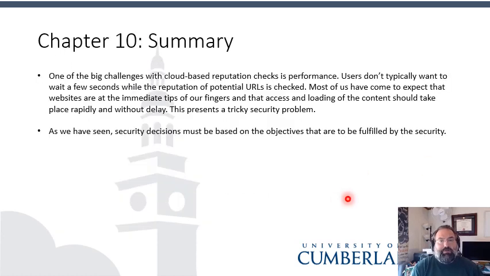That brings us to Chapter 10's summary. One of the big challenges with cloud-based reputation checks is performance. Users don't typically want to wait a few seconds while the reputation of potential URLs is checked. Most of us have come to expect that websites are at the tips of our fingers and that access and loading of content should take place rapidly without delay. This presents tricky security problems. As we have seen, security decisions must be based on the objectives that are to be fulfilled by the security. And with that, we reach the end of Chapter 10.